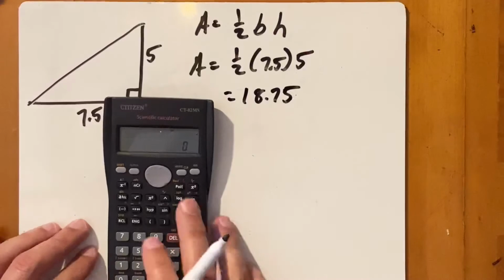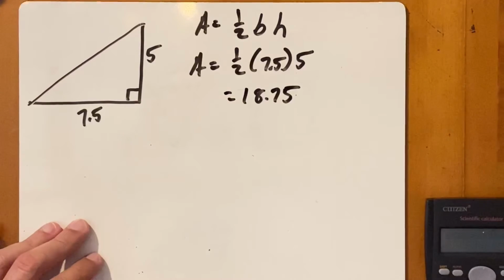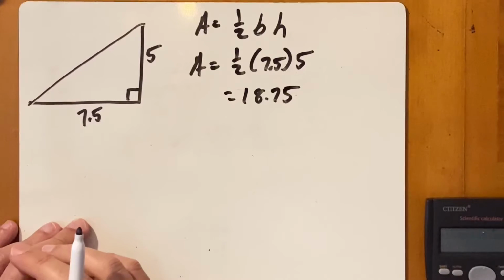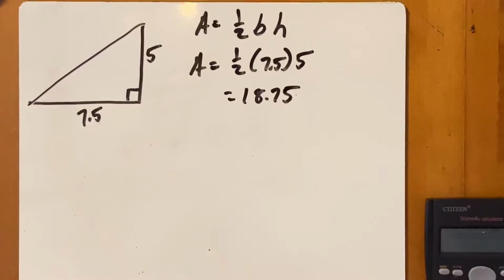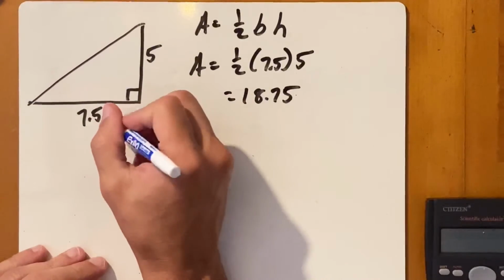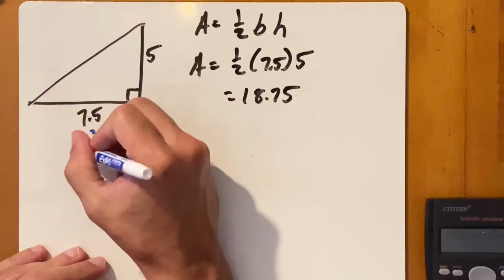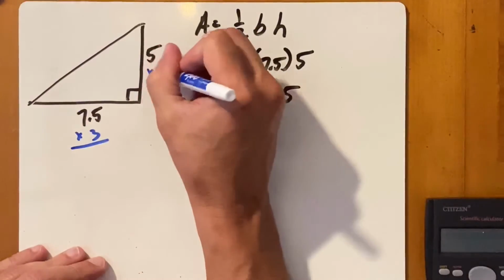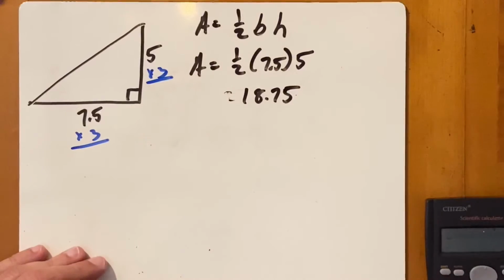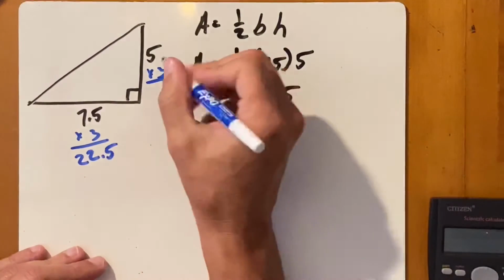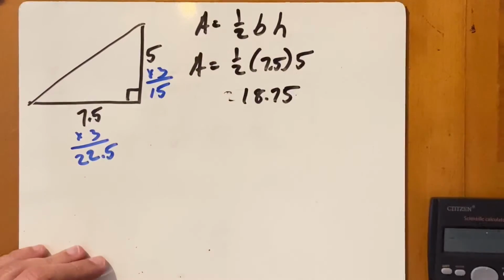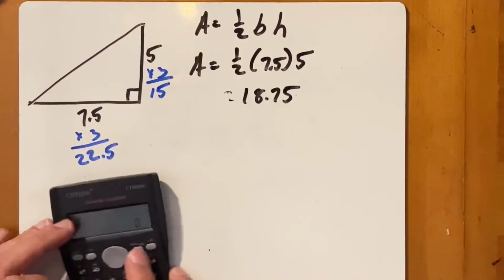18.75. All right, so it says what's the area of the new triangle if the length of the legs are both tripled. So we're just going to multiply these two by 3, and then we're going to find the area again. So if I multiply that times 3, and then I multiply this times 3, then this one I get 22.5, and this one I get 15. All right, so now I'm going to go ahead and find the new area.